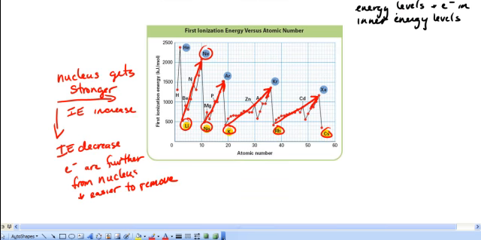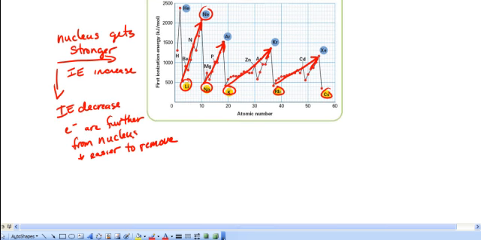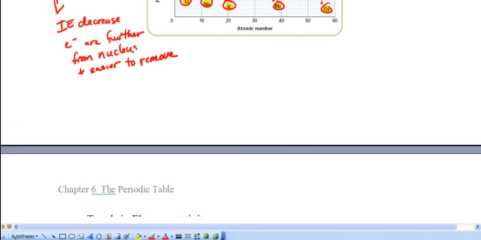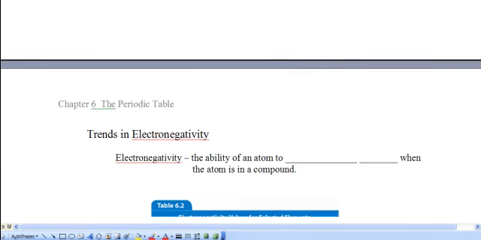All right. In the next podcast, scrolling down here, in the next podcast, we're going to take a look at electronegativity.